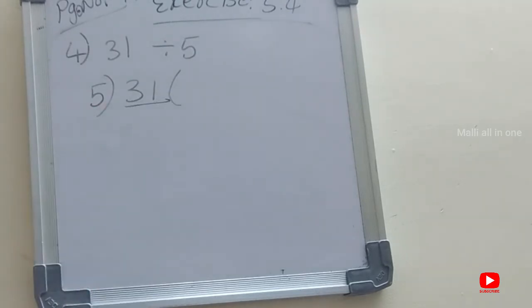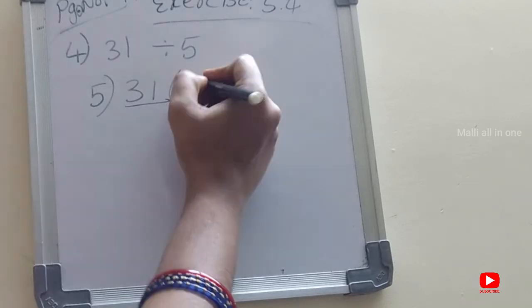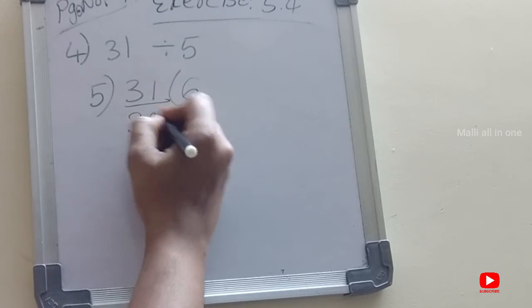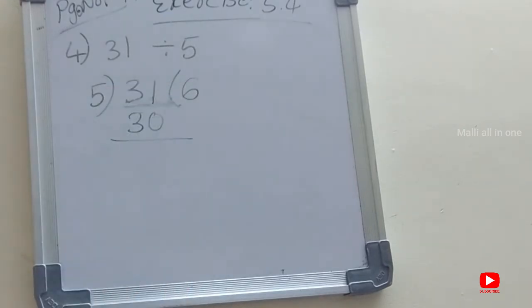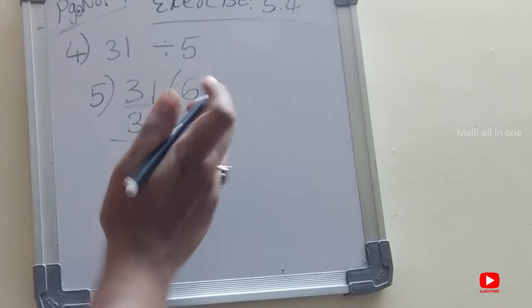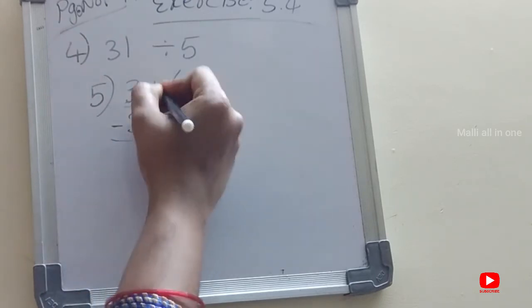For 31, in the 5 table: 5 1s are 5, 5 2s are 10, 5 3s are 15, 5 4s are 20, 5 5s are 25, 5 6s are 30. So 5 6s are 30; that should be written here. 5 7s are 35, and 35 is big. Here 31 is smaller, 35 is big, so we have to take 30 only. 5 6s are 30. So the remainder, this one, comes down.